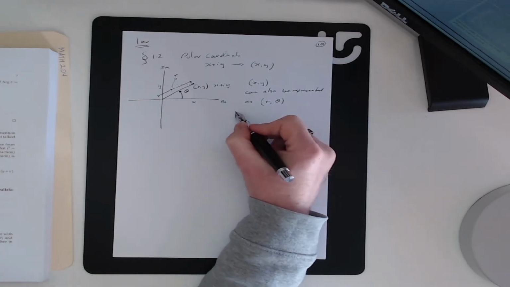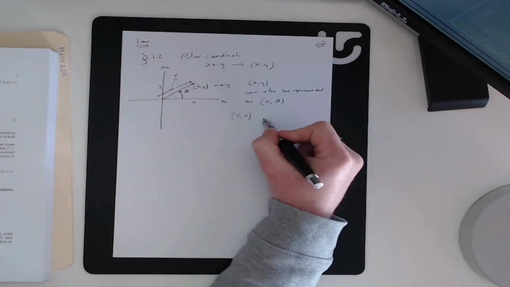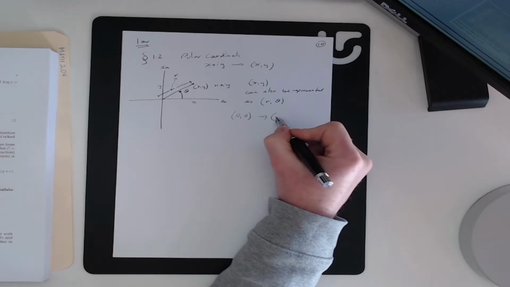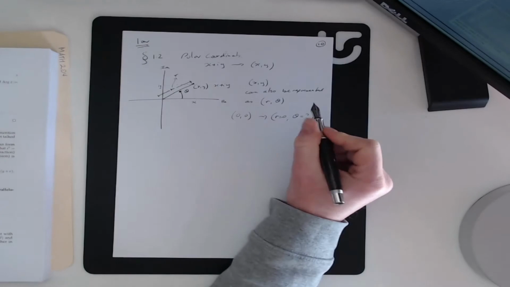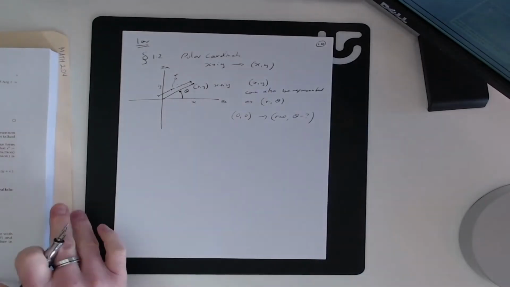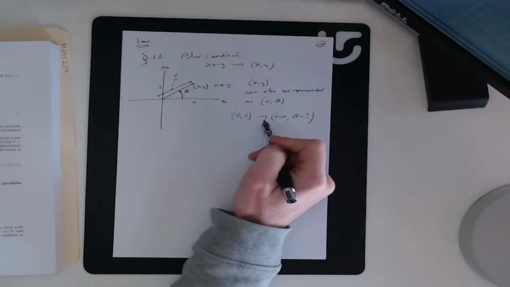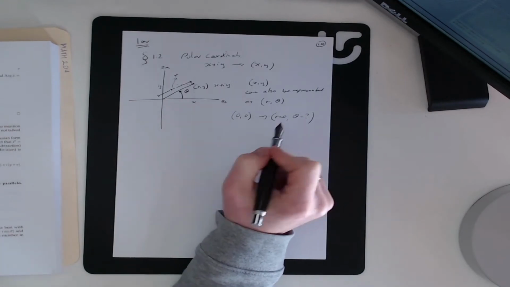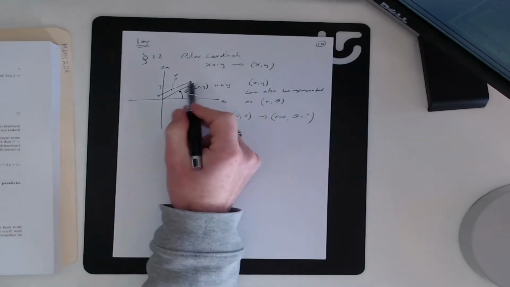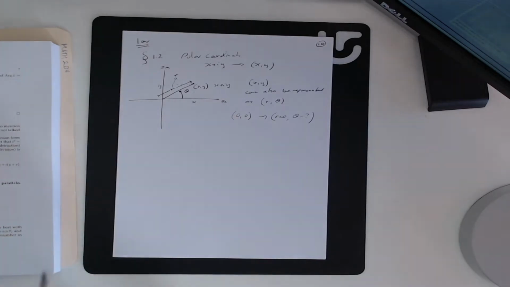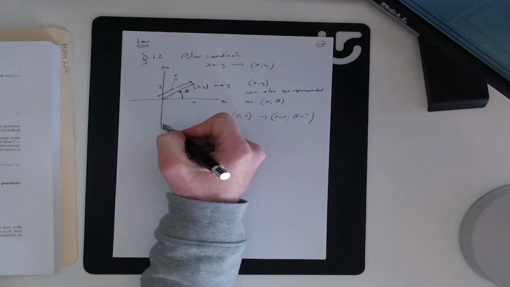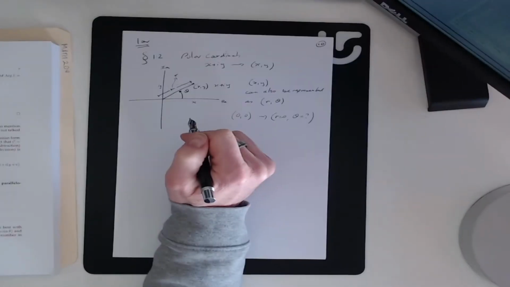Because the origin, the point 0, 0, is going to be equivalent to r equals 0 and theta equals something, right? Because you can't really define the angle. But apart from an oddity there, which will come up again in the future, every point can be represented in this way. Okay, now there are different conventions for the angle theta, and you may have seen some of these.